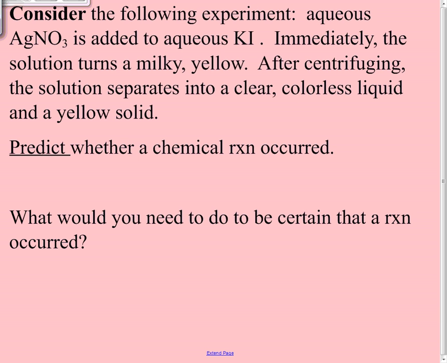Here we go. Consider the following experiment. Aqueous silver nitrate is added to aqueous potassium iodide. Immediately, the solution turns a milky yellow. After centrifuging, the solution separates into a clear, colorless liquid and a yellow solid. Predict whether this is a chemical reaction, whether this is a chemical change.